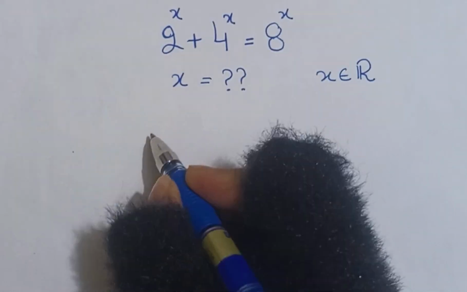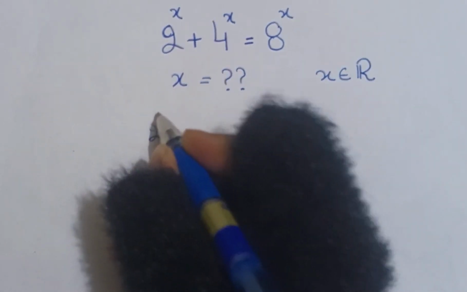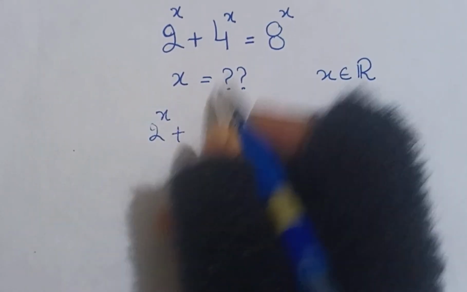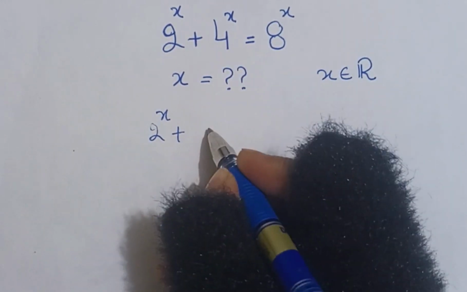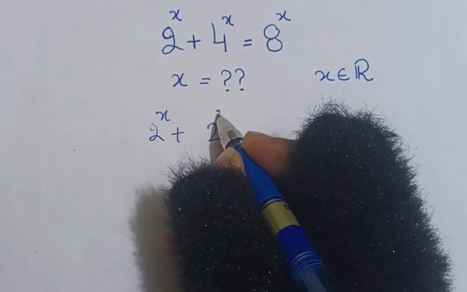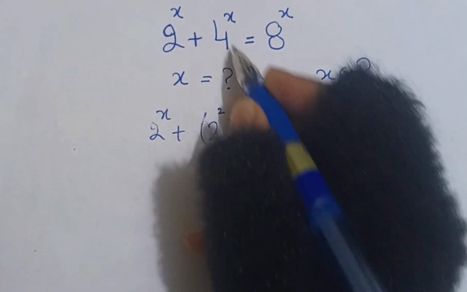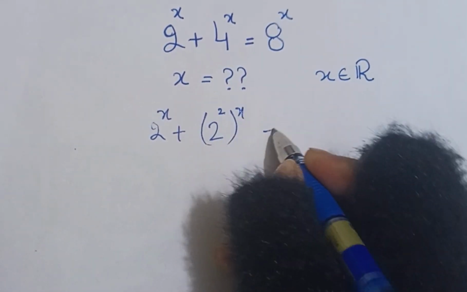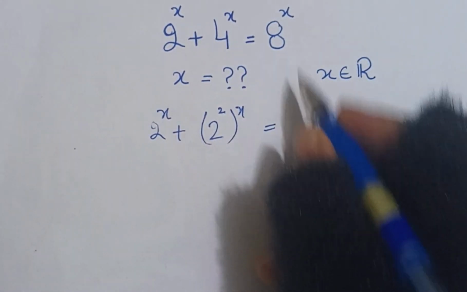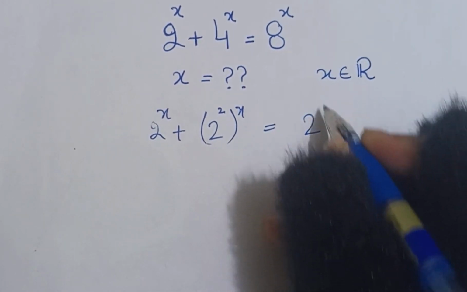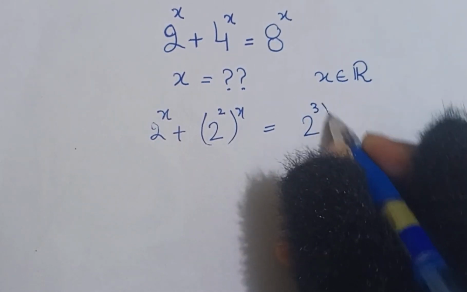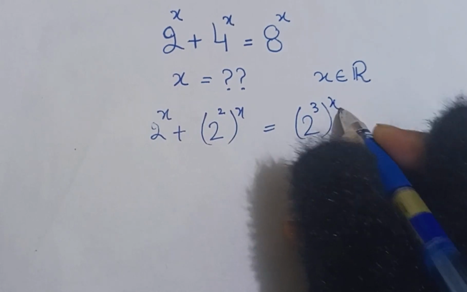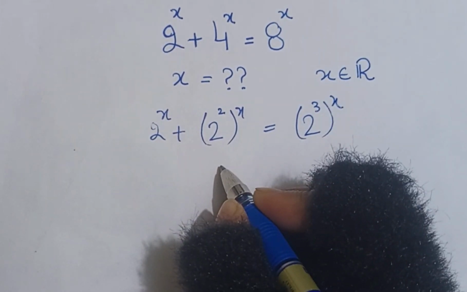So let's start. This is 2 raised to the power x plus 4. So we can write this as 2 raised to the power 2, and this is x, so multiply x. The right hand side is 8. We can write 8 as 2 raised to the power 3, and multiply x. And here we use our exponent property.